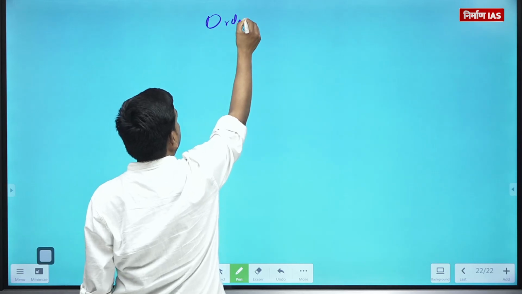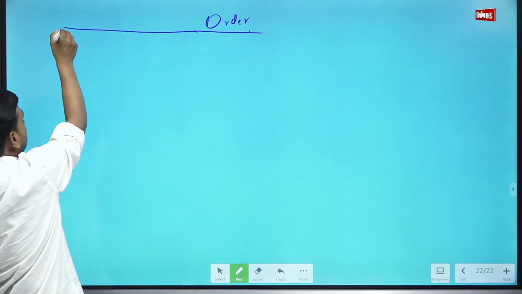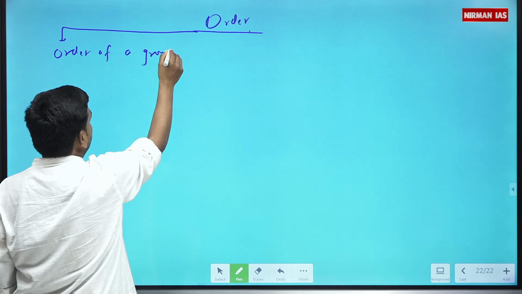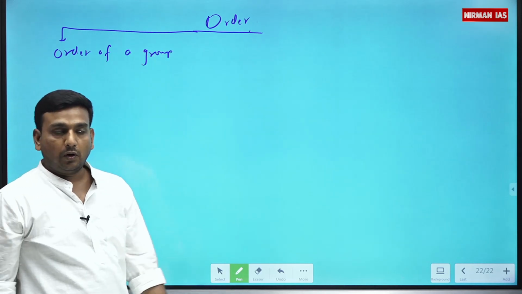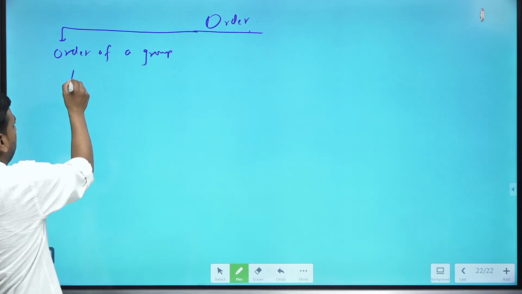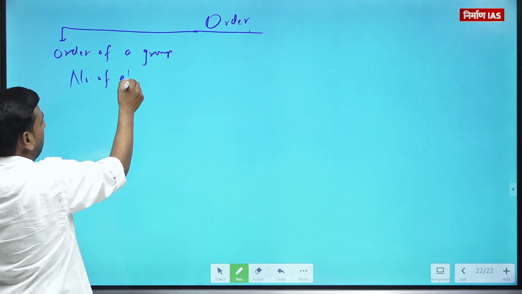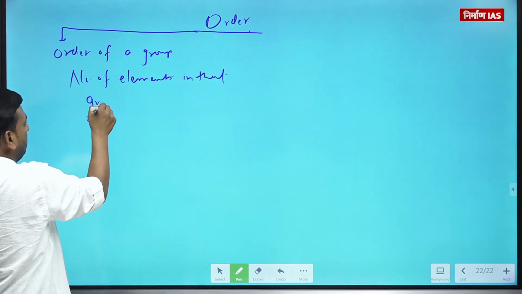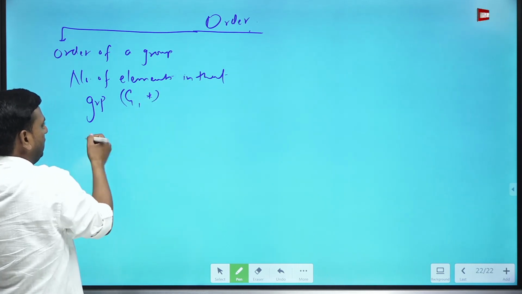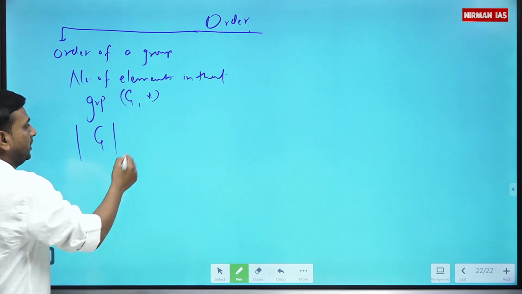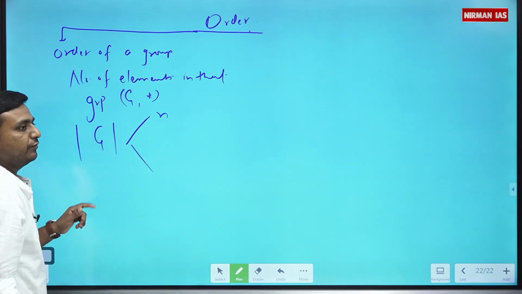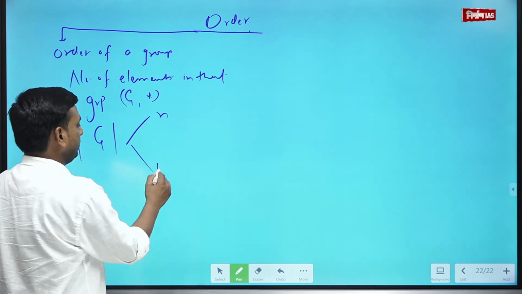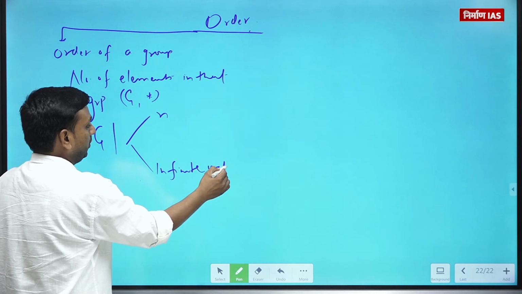Order. ठीक है? So order of a group. Order of a group means the number of elements in that group G star, or you can say cardinality of G. So if it is some finite number, we say the group is of finite order. If it is not a finite number, we say the group is of infinite order.